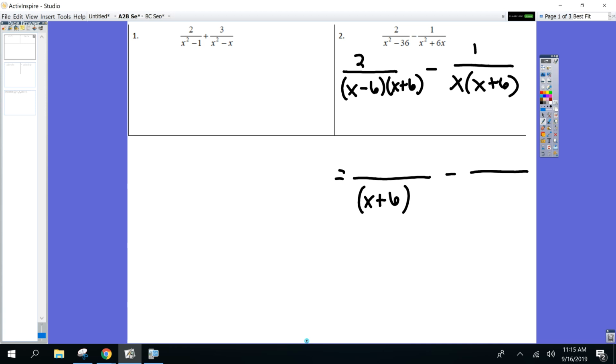But so now I got to put the leftovers in. What's left over? So the x has to go in and the x minus 6. There's your common denominator.